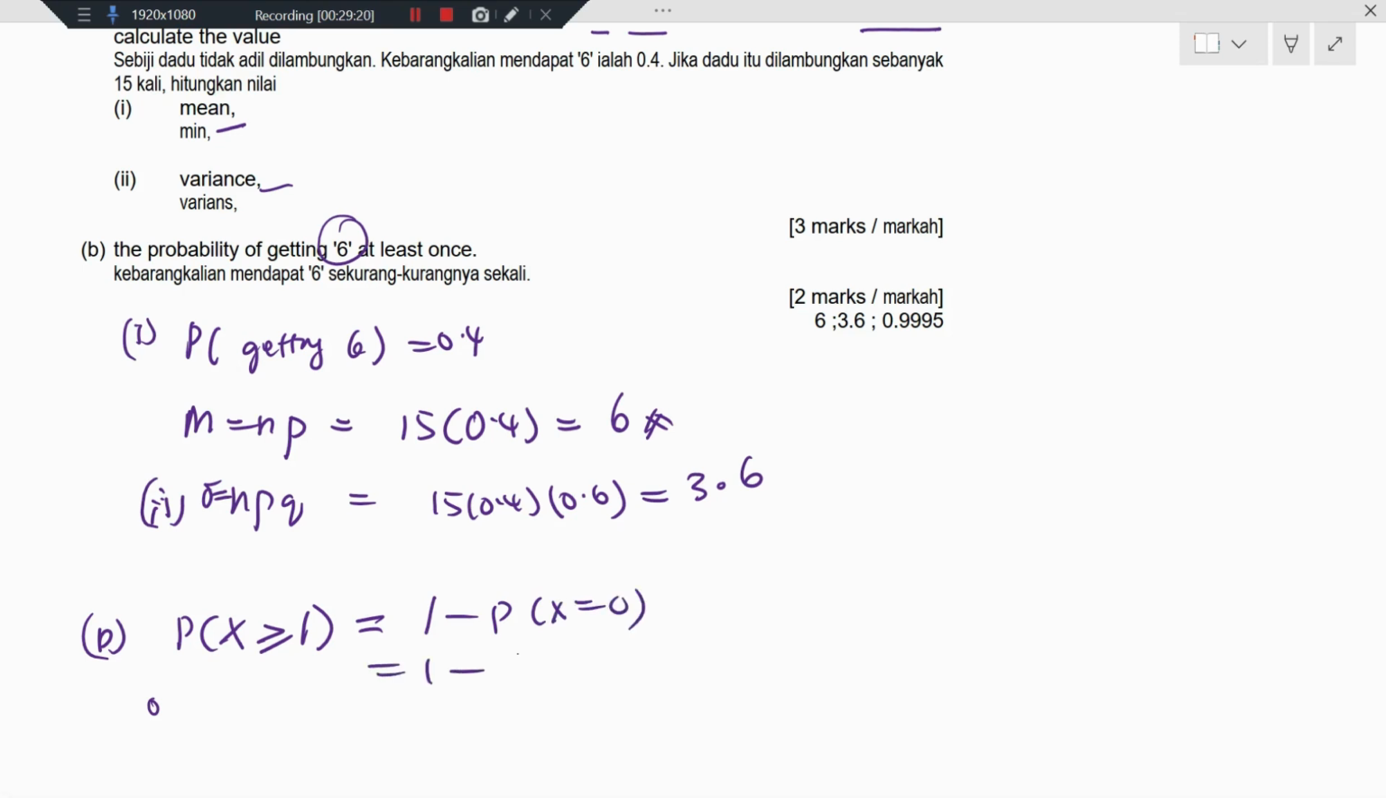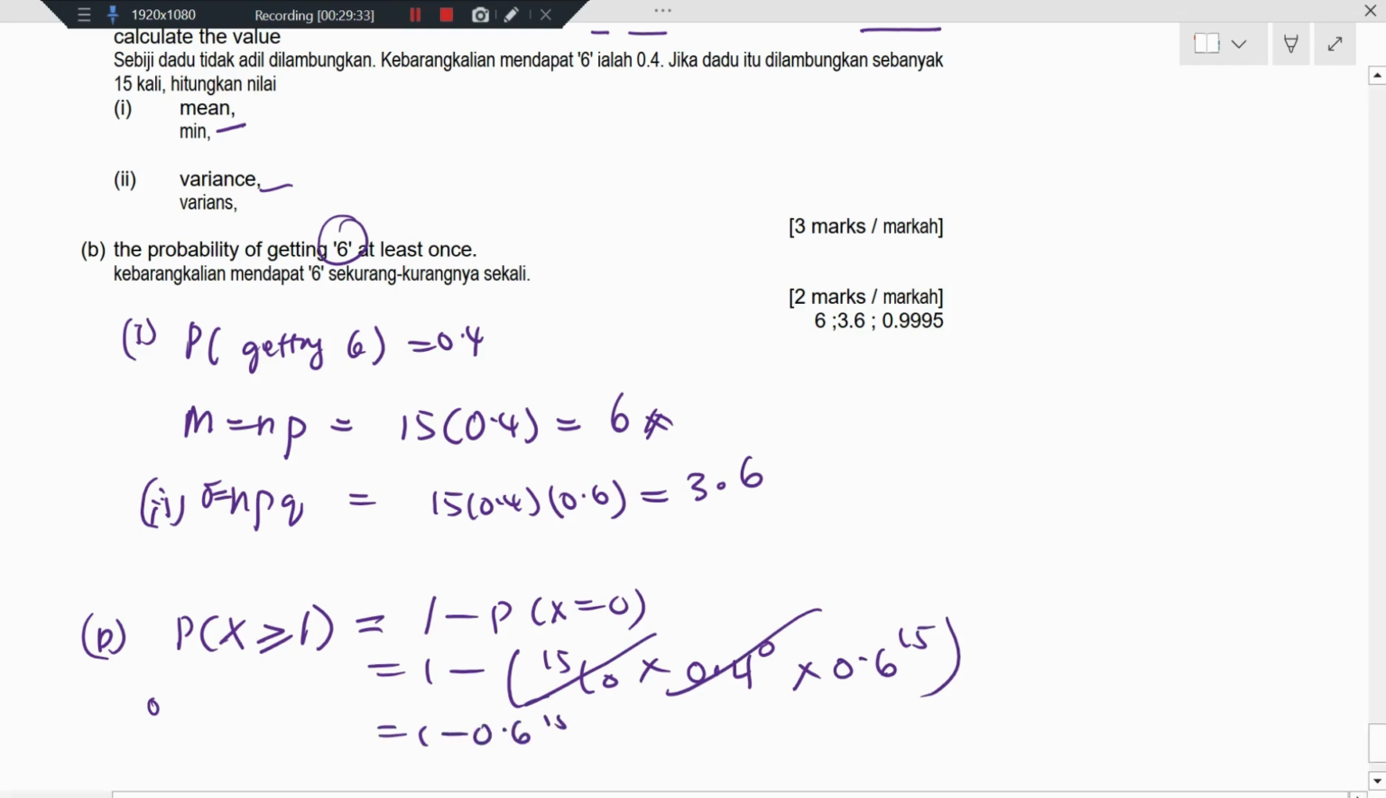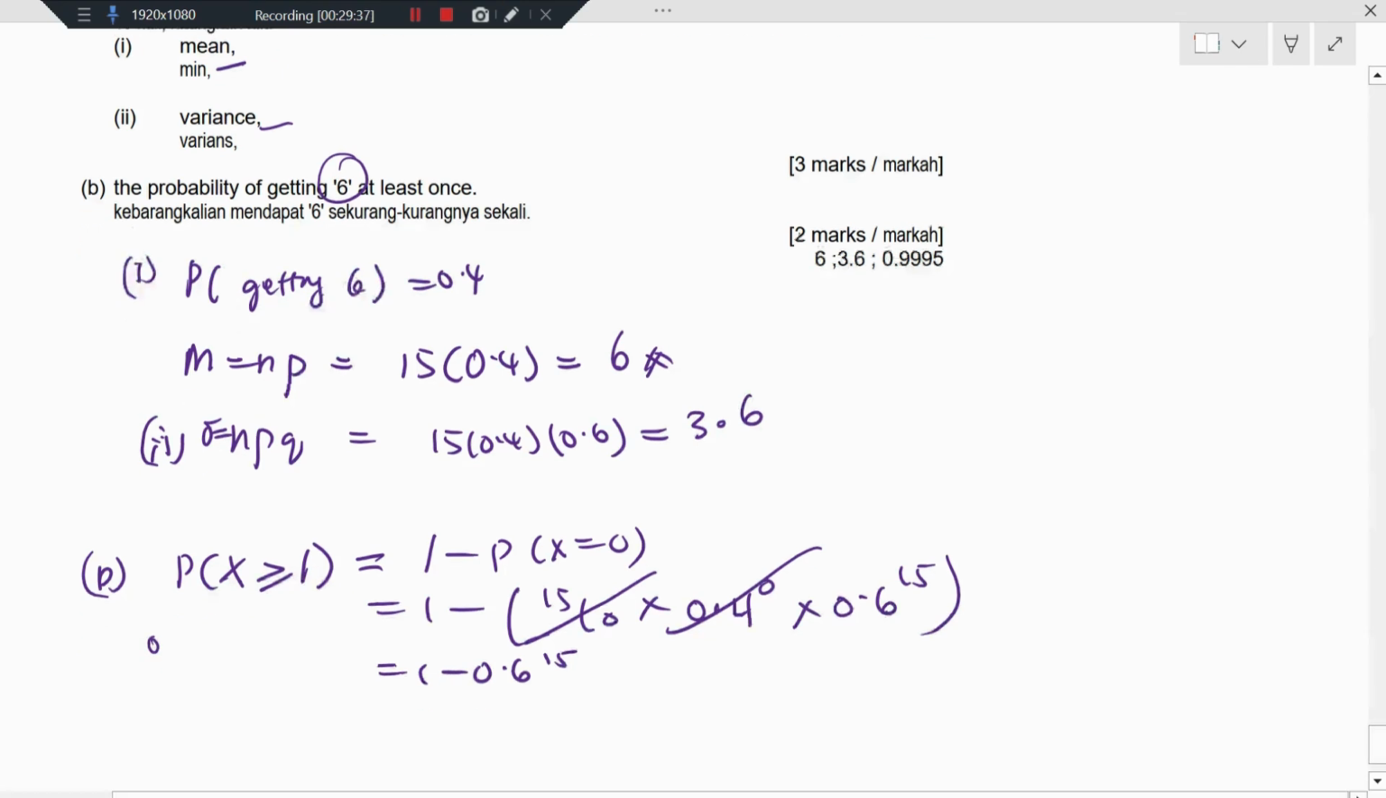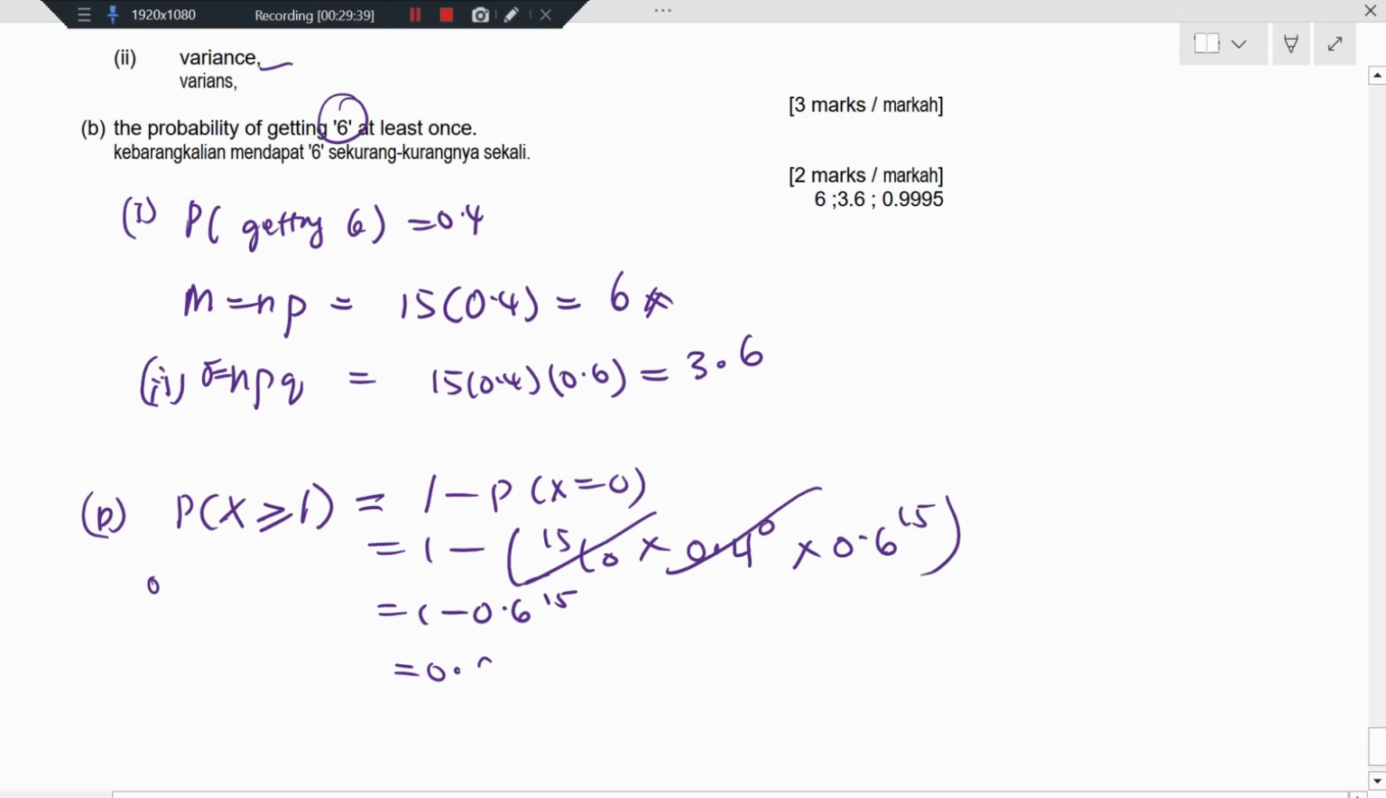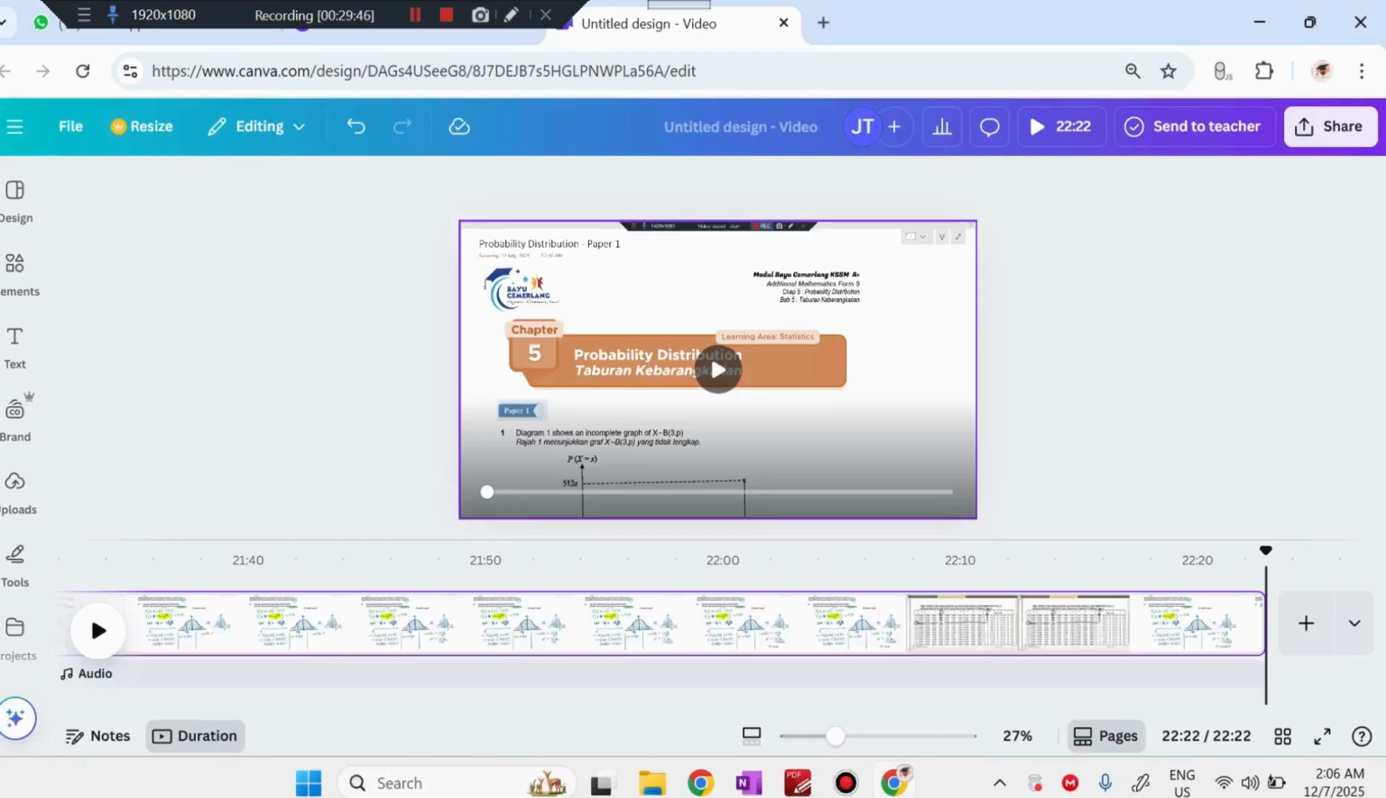So 1 minus, from 15 you choose 0, probability of success is 0.4 power 0 and 0.6 power 15. Cut. So you get 1 minus 0.6 power 15, which is 0.99952. Okay, it tallies with our answer.